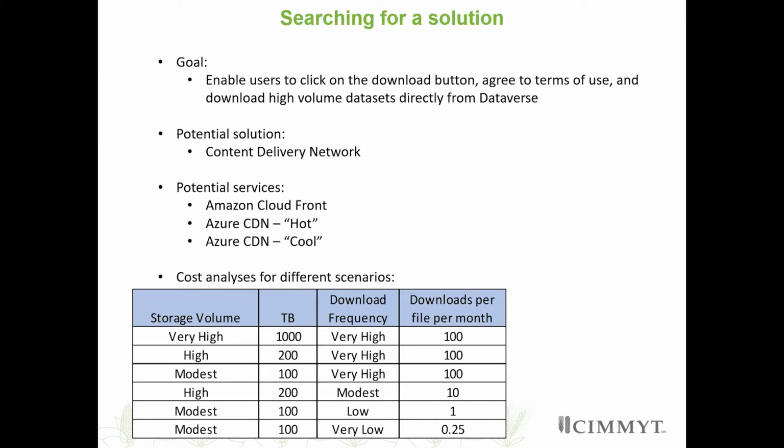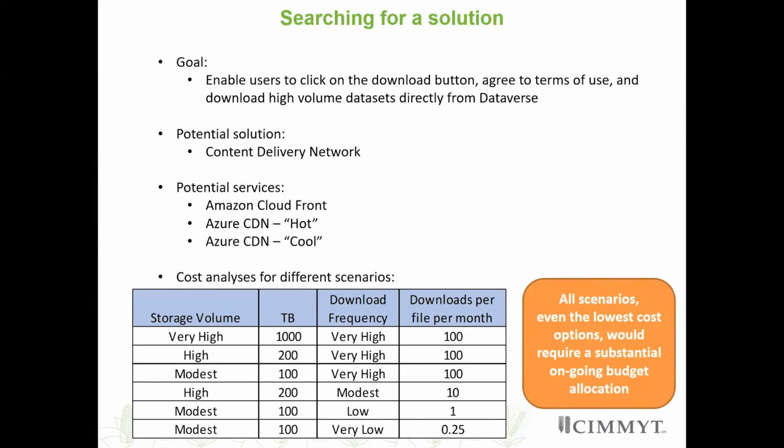And the overall conclusion was that in general, all of the scenarios, even the lowest cost options, would require a substantial and perpetual ongoing budget allocation. Just to give you a little bit of a sense of the magnitude, if we were looking at even the lowest cost option where we had 100 terabytes of data that were being stored perpetually as well as fewer than one download per month of those files, it was costing over $28,000 per year from our cost estimates.